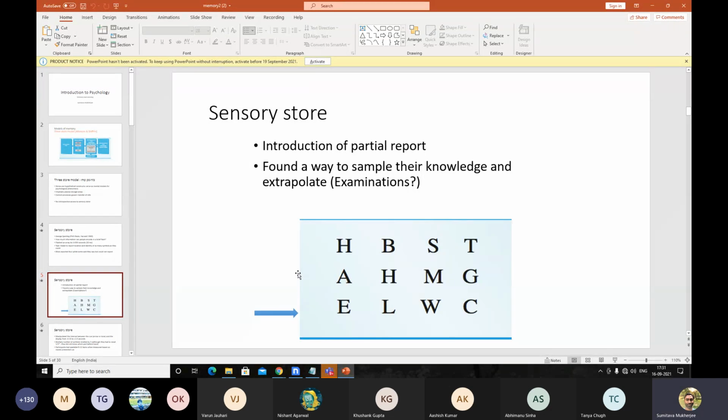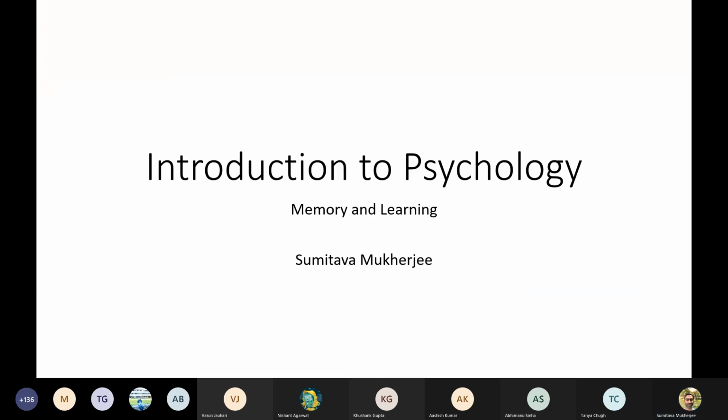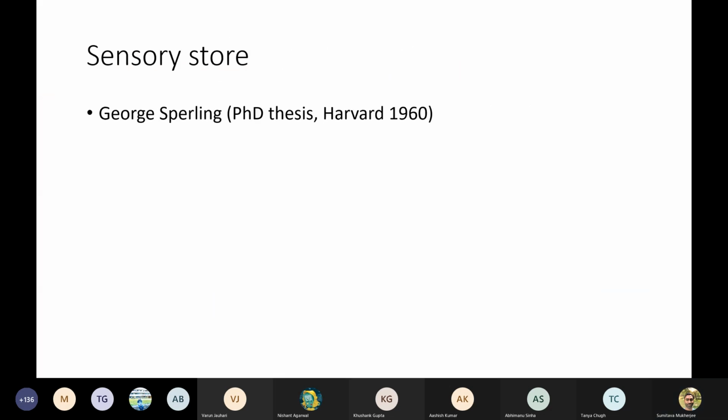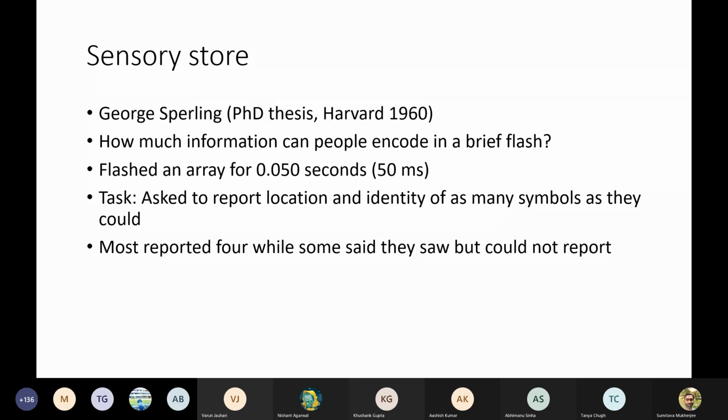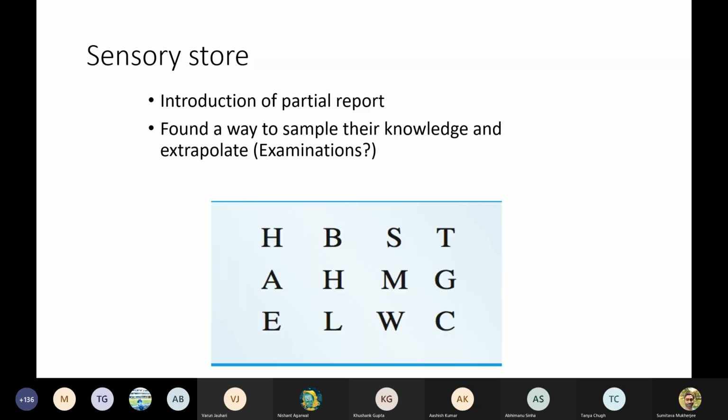Now, what he did was a slight manipulation, which is that he introduced an additional arrow. So let me see if I can play this thing. Okay, so this would be flashed, and then this arrow will come, and then it's going to go for a very small amount of time.